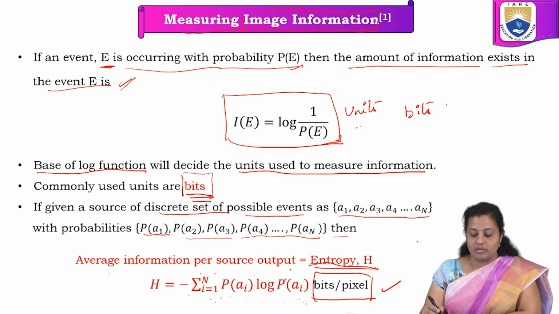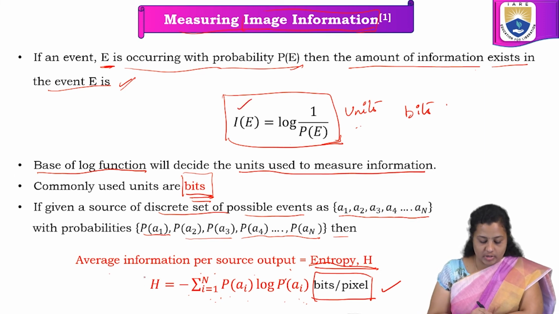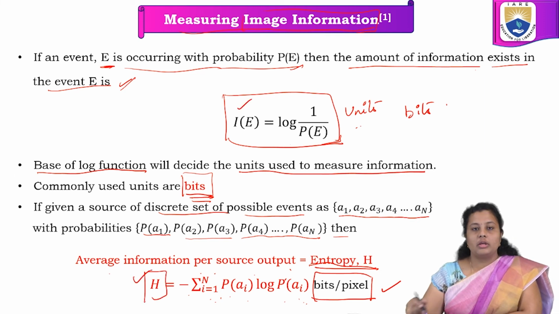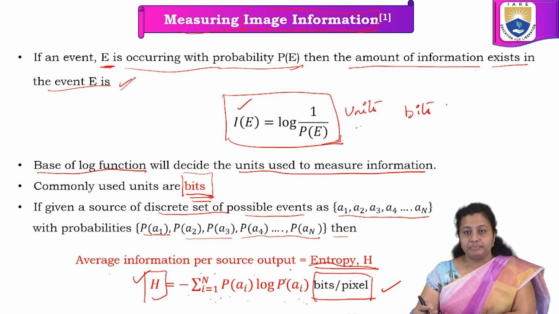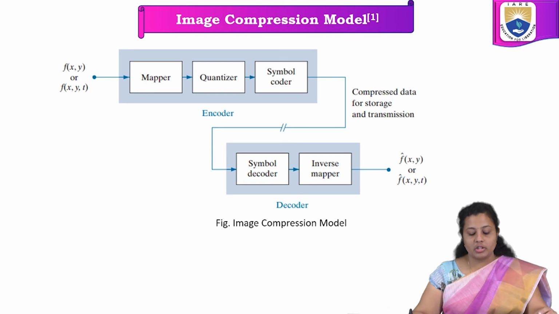So these two, information I of E as well as the entropy, are two important parameters by which we decide the image compression technique. Now, what is the image compression model? How can we draw a block diagram for it? So that we will see now.